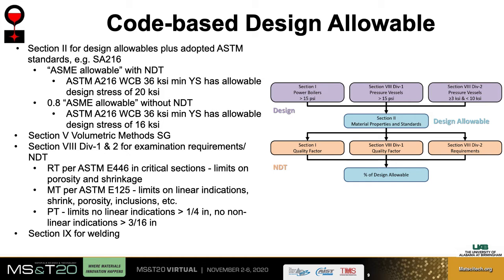If NDT will be done, Section 5 is called out, and for any components that need to be welded, Section 9 is called out. These boiler and pressure vessel codes lay out all the requirements for material, allowable design stress, NDT, and welding that designers can specify for the components they need. Our DID program aims to develop an approach similar to this by establishing design allowables for cast steels with embedded NDT requirements.